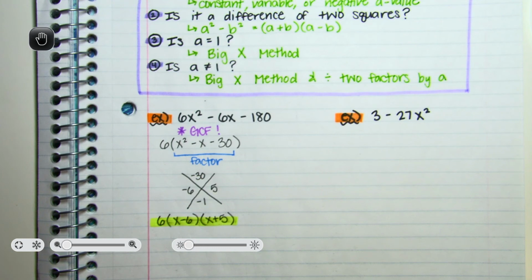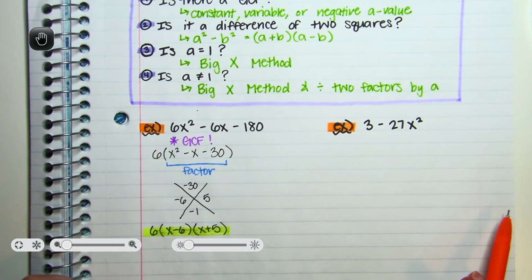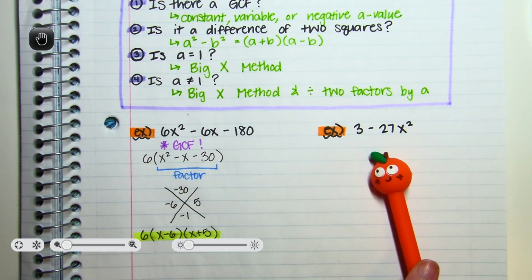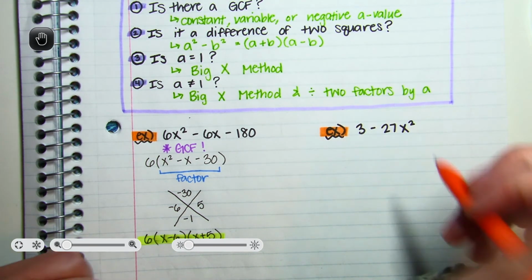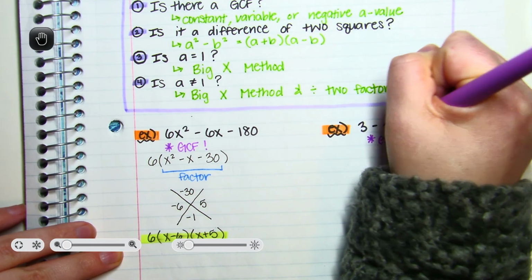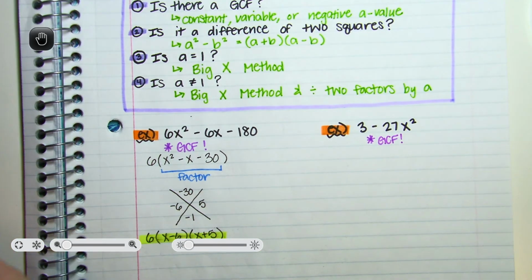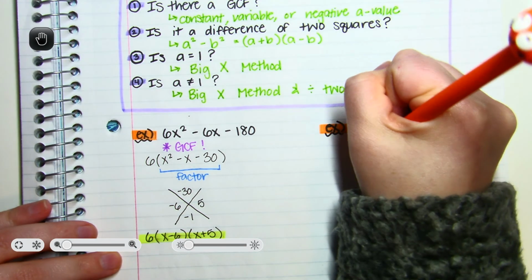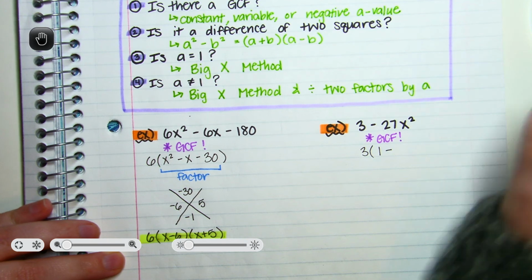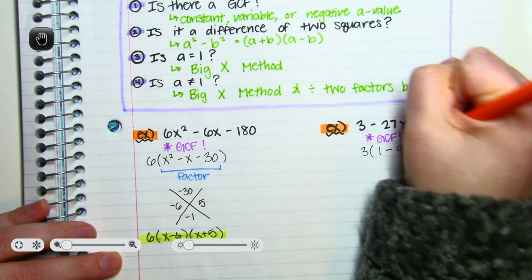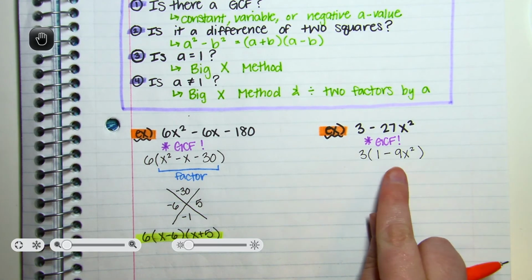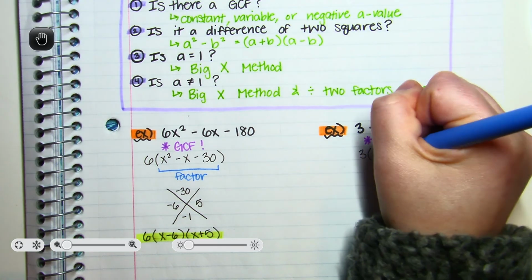All right, let's look at the second example. So first thing we ask ourselves, is there a GCF? Good, you should have said yes. The GCF is 3. So I'm going to factor out a 3, and I'm going to be left with 1 minus 9x squared. So now I can move on to step 2, because this is now what I'm factoring.